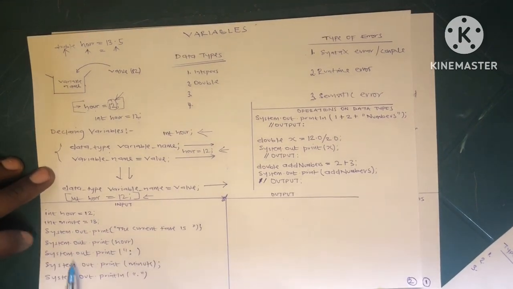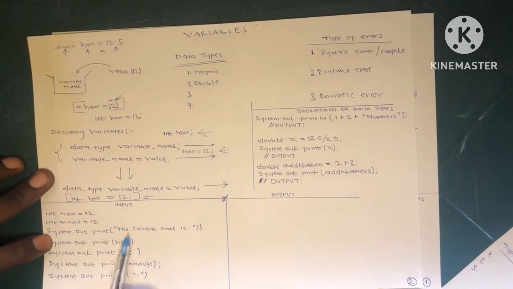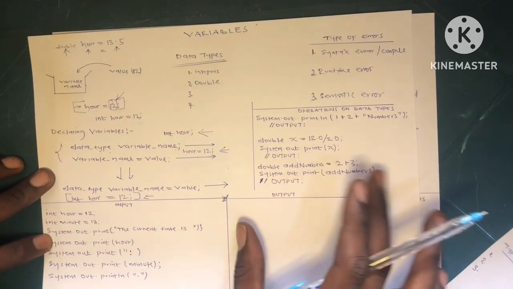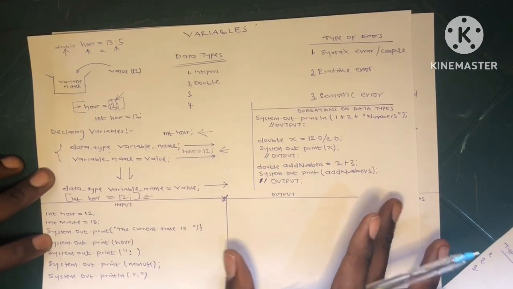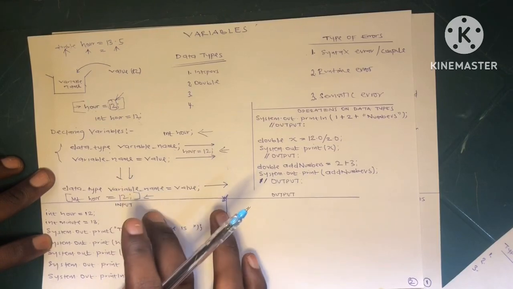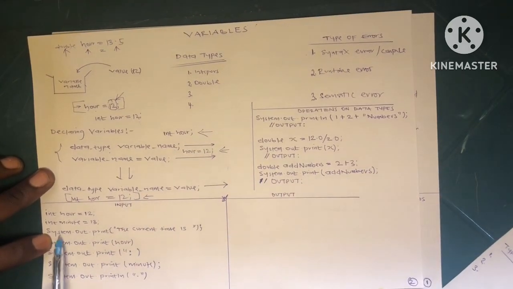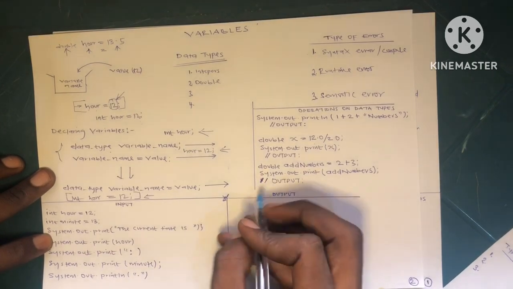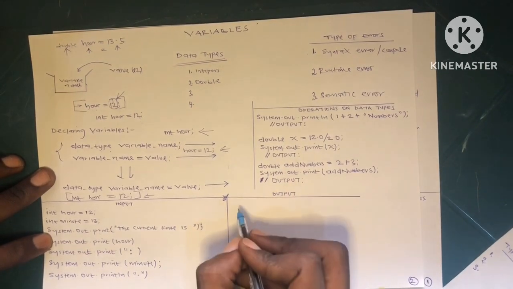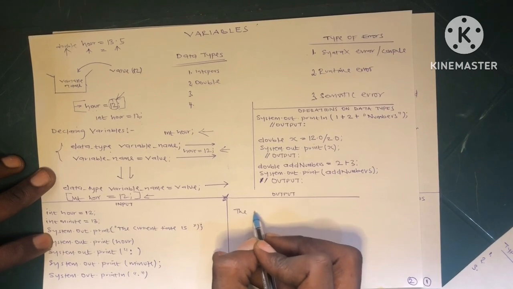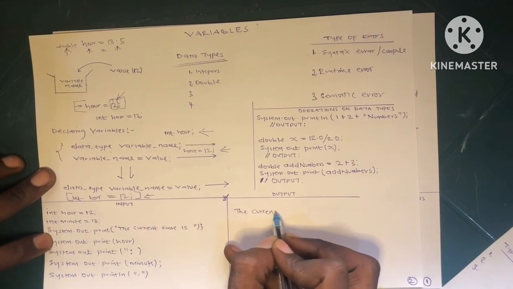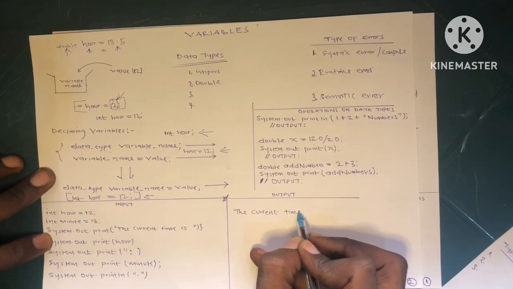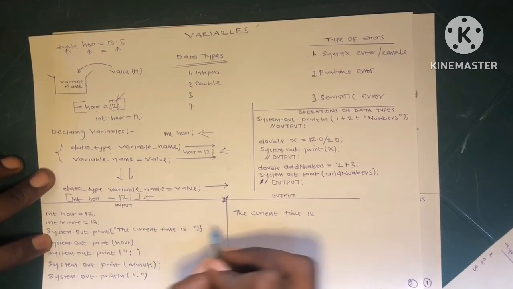Now look at something here. Then we print, system.out.print. Now let's assume this is our output. Whatever the result of this input here will be written here. Now it says system.out.print the current time is. Now this will be the result. In the computer, this is how it will be executed. You say the current time is. Now it gives a space.